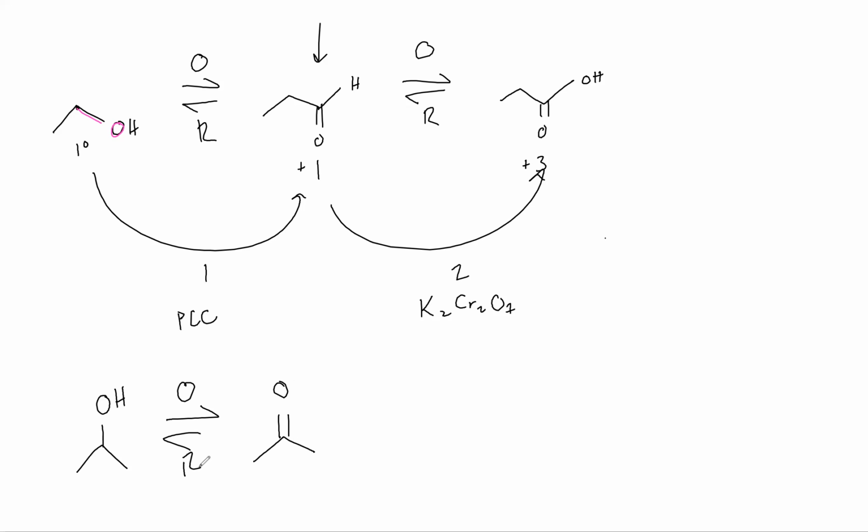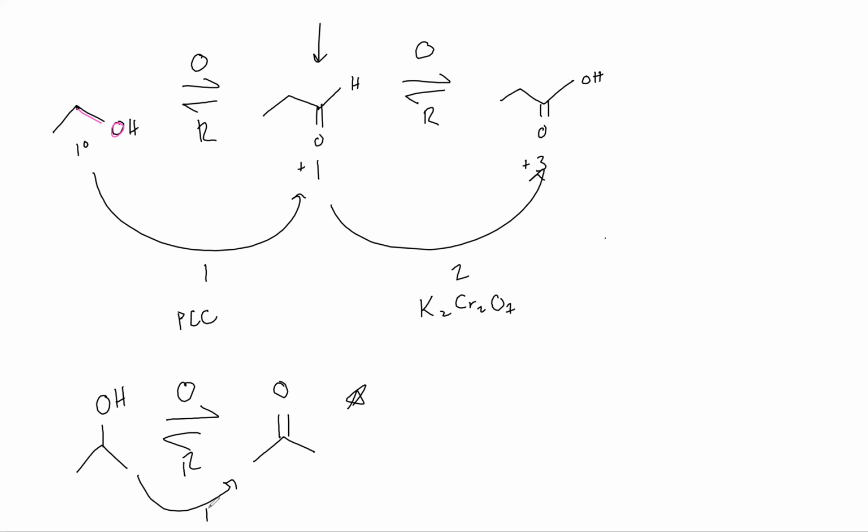So no matter what, going from a secondary alcohol to a ketone, that's as far as it will be able to go. So you can either use PCC or potassium chromate. Either one will work because this is only going to be one step. You don't have a second step to turn it into a carboxylic acid. Okay? Does that make sense to everybody? Okay, awesome.